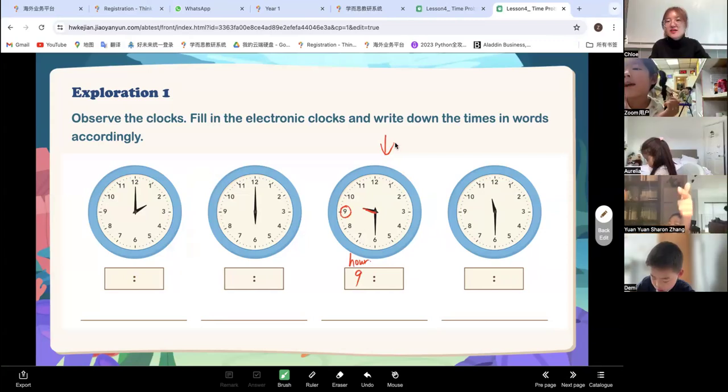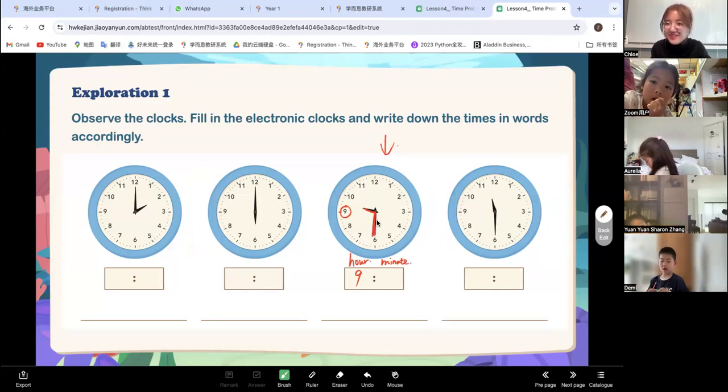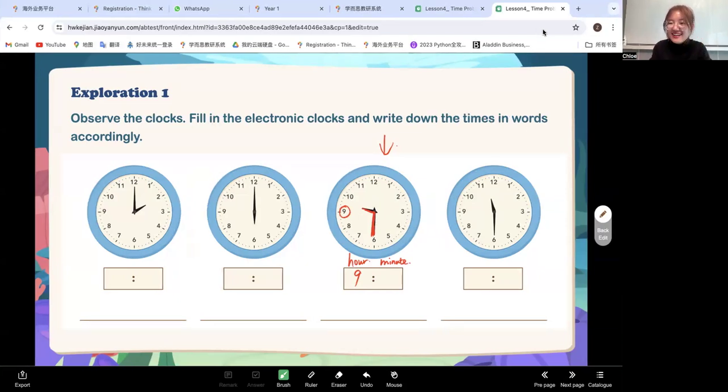Okay. And also we have the minute. So when the minute hand is pointing to 6, do you remember how many minutes there are? Can you show me? How many minutes? 30 minutes, is it? Do you remember? Okay, because we count in fives. 5, 10, 15, 20, 25, and 30. We count the smaller sections. So it will be 9:30.